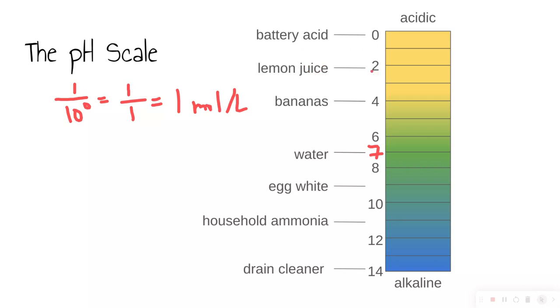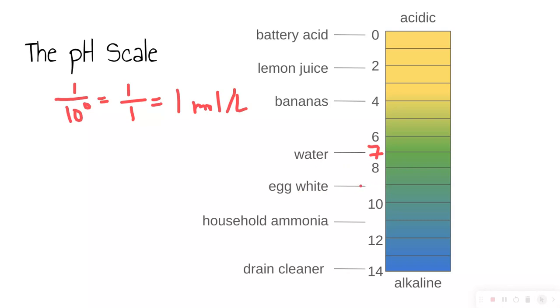Lemon juice is going to have a pH of 2, so it's going to be less acidic than our battery acid. But lemon juice, as you well know, is still a very acidic substance. Bananas are going to have a pH of about 4. While they are less acidic than lemon juice, bananas are also still acidic. And then we had water at 7. Remember, water is a neutral substance. It's not acidic, it's not basic or alkaline. Water is neutral.